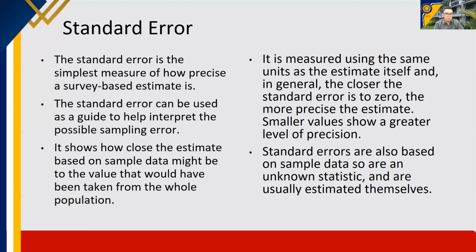It is also measured using the same units as the estimate itself. And in general, the closer the standard error is to zero, the more precise the estimate. So smaller values show a greater level of precision. Also, standard errors are based on sample data, so they are unknown statistics and are usually estimated themselves.